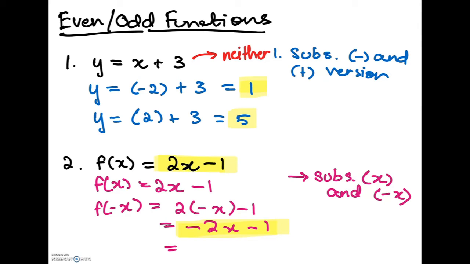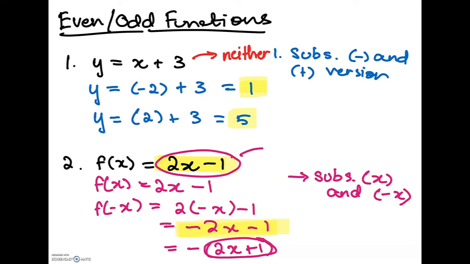Another thing that you should try to do before you finalize that it's not even is take out the negative. If you take out the negative, you'll get 2x plus 1, because now if you expand, you'll get negative 2x minus 1, which is what you had originally. So if we take out the negative, we're going to get negative of 2x plus 1. Now if you look at it, 2x minus 1 and 2x plus 1 are not the same. So therefore, this function is also neither.